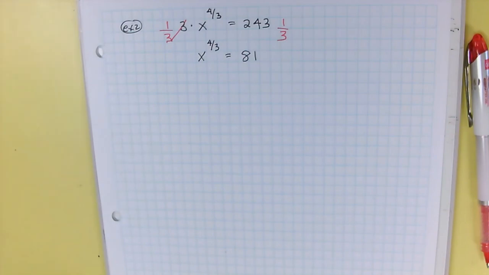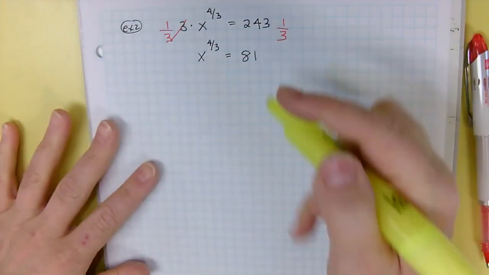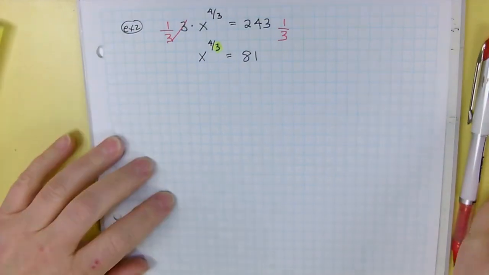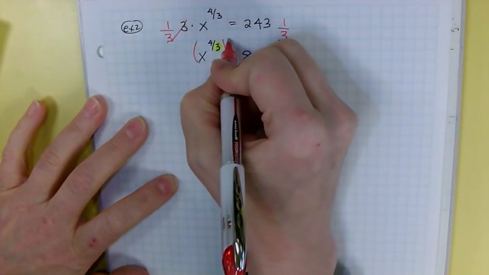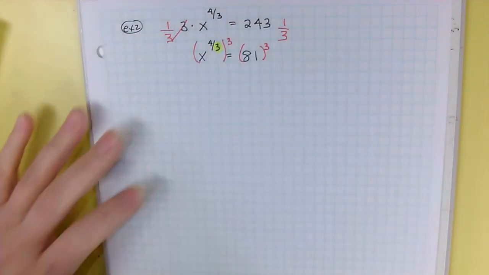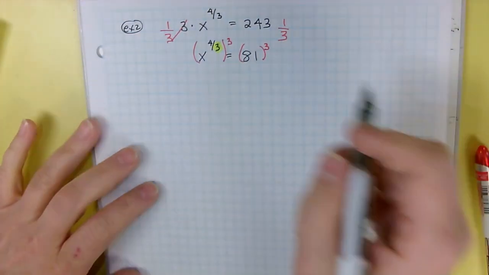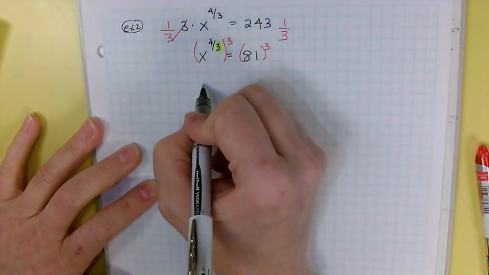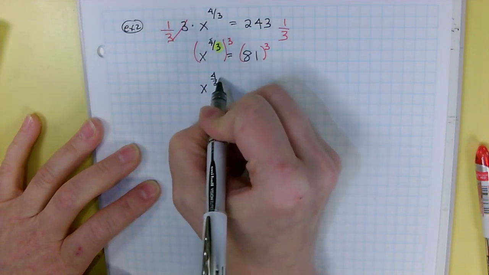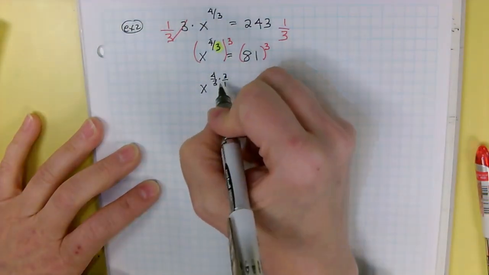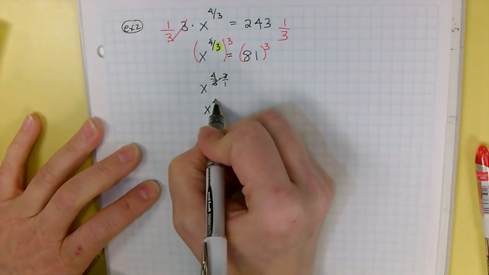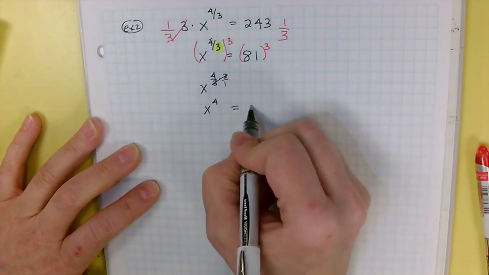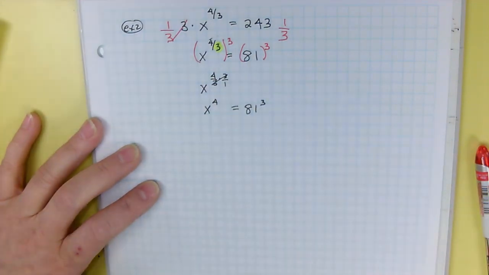Okay, so now we're going to exponentiate to the power of the index. Remember that the bottom number is the index, so that's an index of 3. So we're going to exponentiate to the power of 3. On the left, power to a power rule, when you multiply those together, so 4 thirds times 3 over 1, the 3s divide out, and I have x to the 4th. On the right, I have 81 cubed, which is probably going to be a very large number.